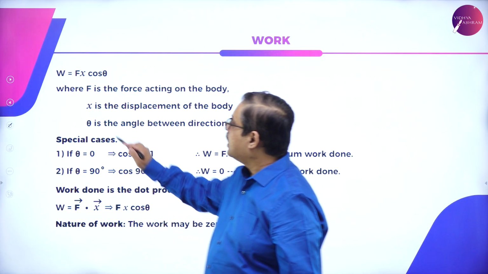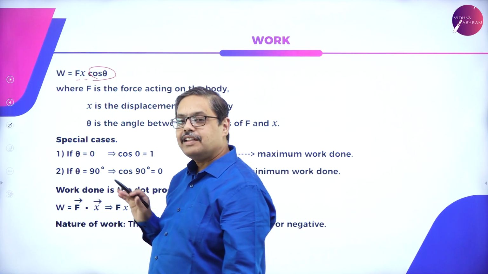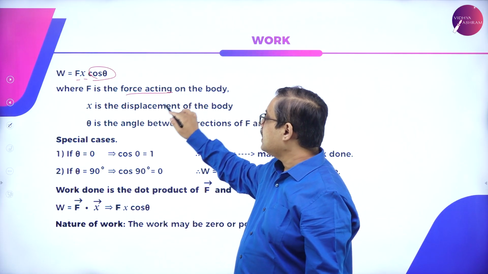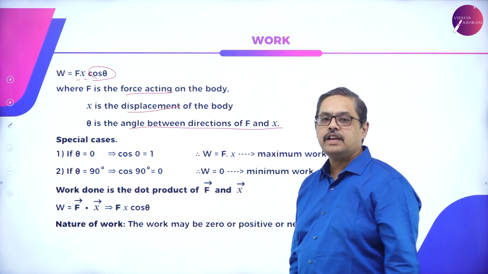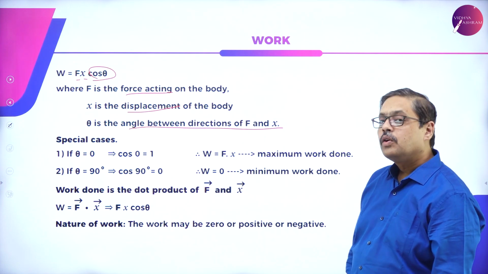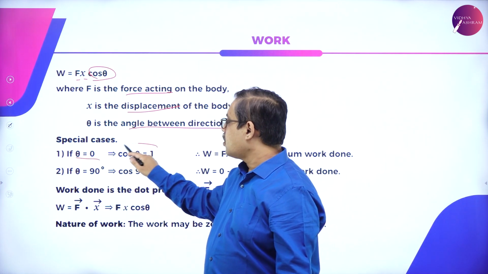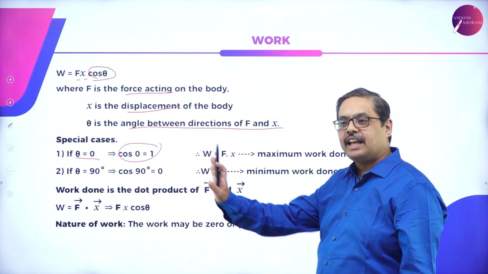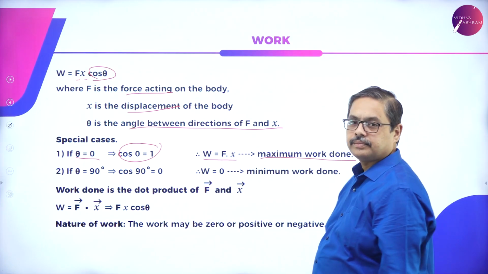We have already said that work is force into displacement into cos theta if at all there is any inclination, where F is the force acting, X is the displacement, theta is the angle between the direction of F and X. Okay. What are the special cases here? If theta equals 0, cos 0 is 1. If the body is displaced in the direction of application of force, then work done is maximum.